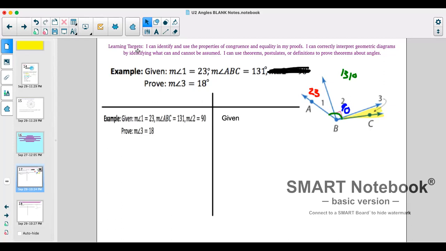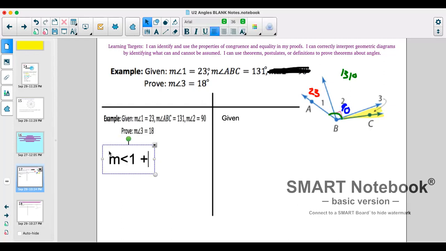I'm looking for that next part equals the total. That sounds just like an equation. And when we're dealing with angle measures, that means angle addition. So I'm going to say the measure of angle 1 plus the measure of angle 2 plus the measure of angle 3 equals the measure of angle ABC.